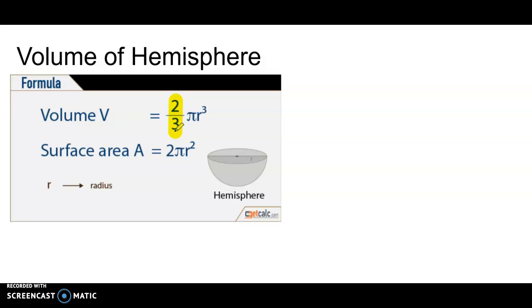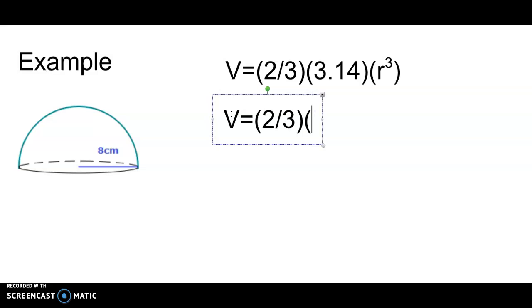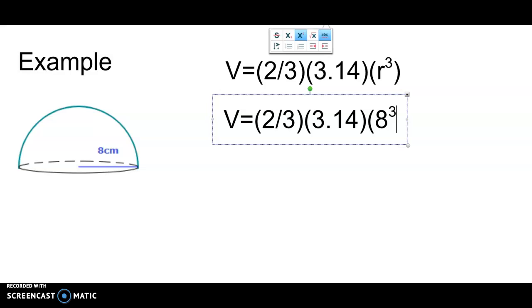So we're just going to do the same exact calculation, except instead of multiplying it by 4/3, we will use 2/3. So in this example here, we have a hemisphere that has a radius of 8. We're just going to type it in the formula just like we did before, except, as you can see, I'm using 2/3. And then we're going to type in a radius of 8, and we have to cube it because that's what our formula says for us to do. And then, once again, we are just going to put this in our calculator.